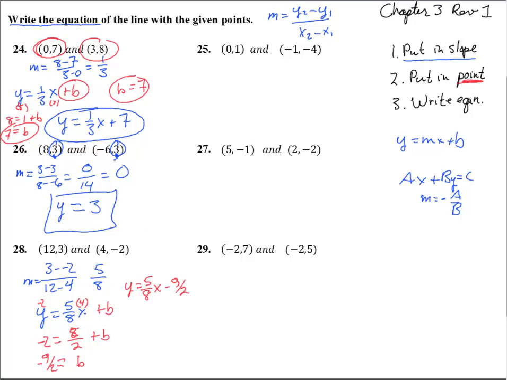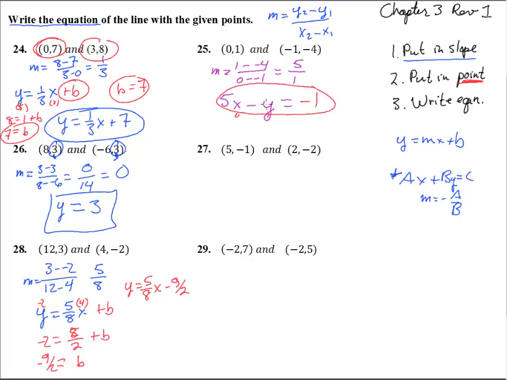There we go. Okay, for these other three, 25, 27, and 29, we're going to do standard form. So 0, 1 and negative 1, 4. We still have to get the slope. The slope is 1 minus 4 over 0 minus negative 1. That is 5 over 1. So that is putting in the slope, we get 5x minus y equals, and we need to stick in a point. 0, 1 gives us negative 1 on the outside.